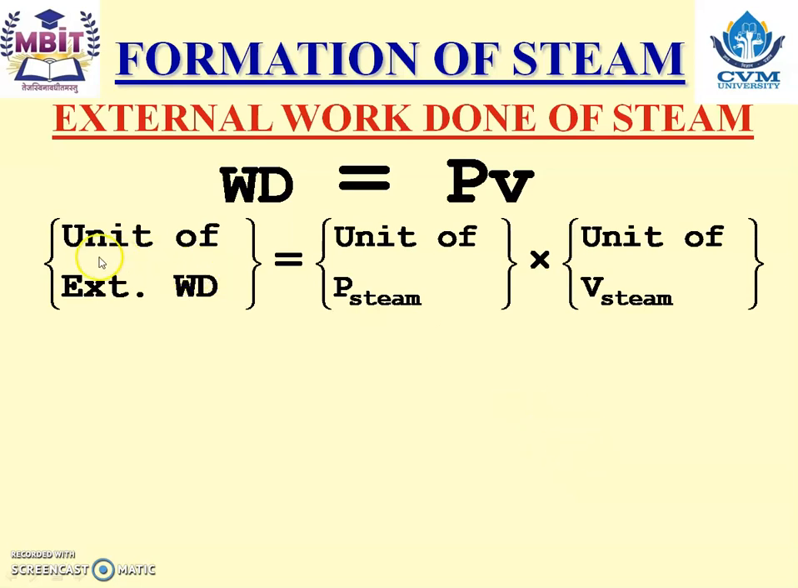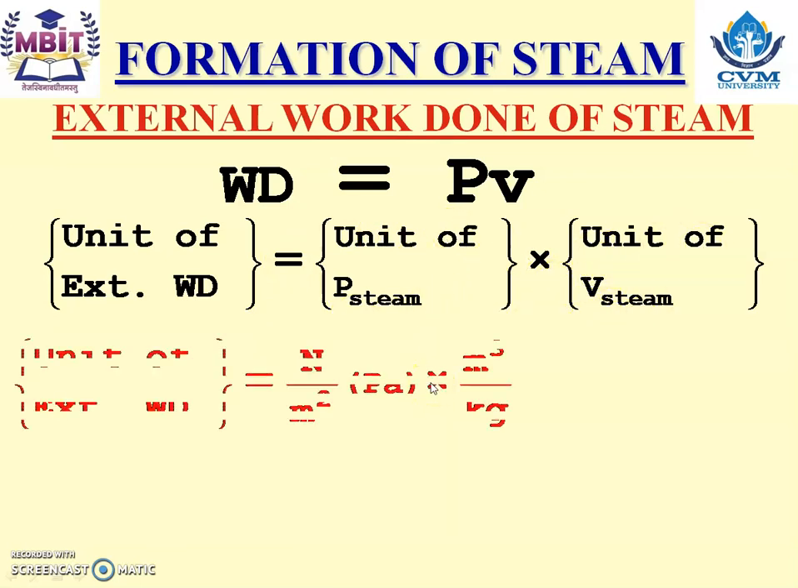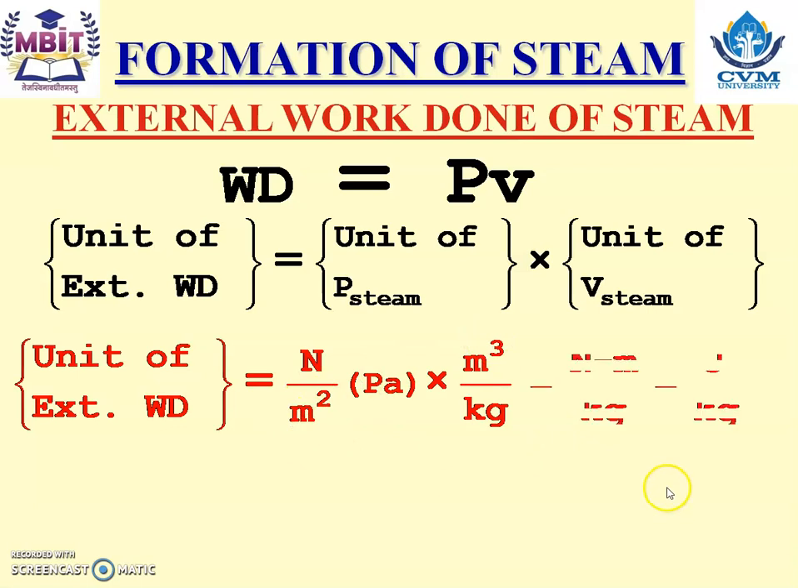Now let us find out the unit of external work done, which is equal to the unit of pressure multiplied by the unit of specific volume. So the unit of work done is equal to the unit of pressure, that is Newton per meter square, that is Pascal, multiplied by the unit of specific volume of steam, that is meter cube per kg. Meter square cancels, so the answer is Newton into meter per kg, that is joule per kg.